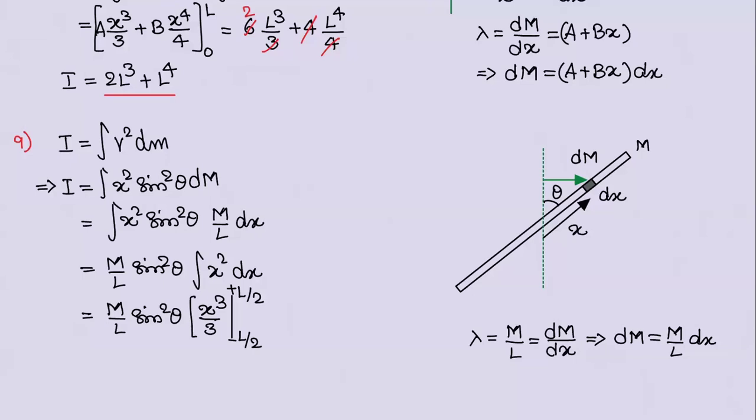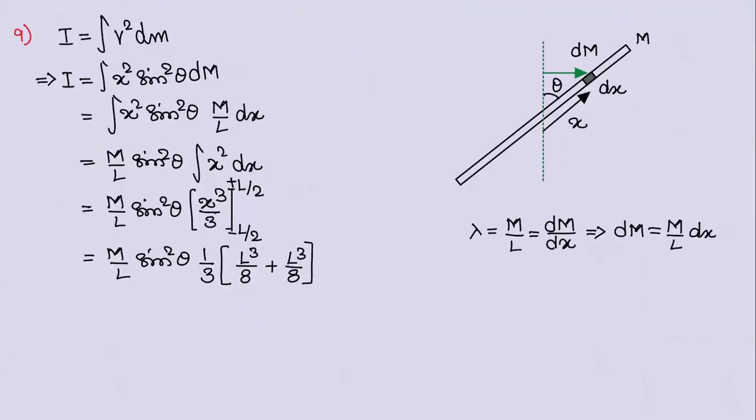So if you apply limits, then M by L sine square theta, 1 by 3 I take it out, into L by 2 whole cube, L cube by 8, minus minus L cube by 8. Now it will be I is equal to M L square sine square theta by 12.